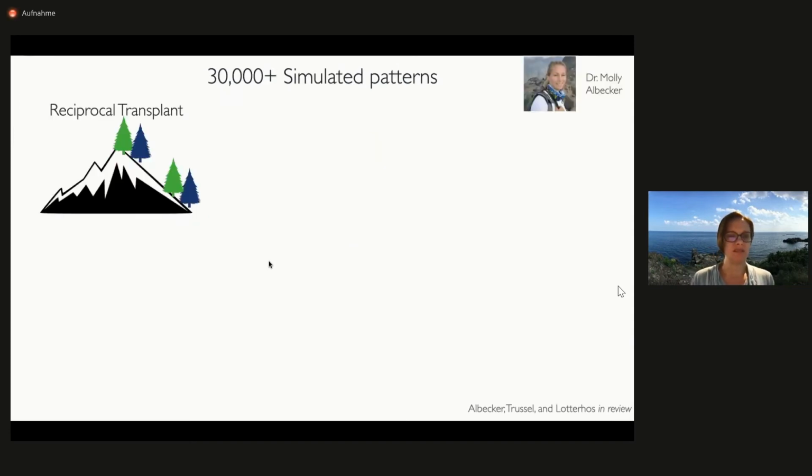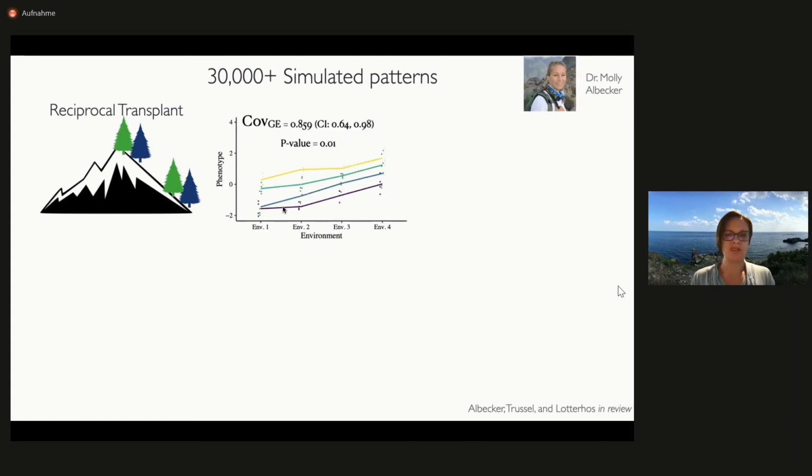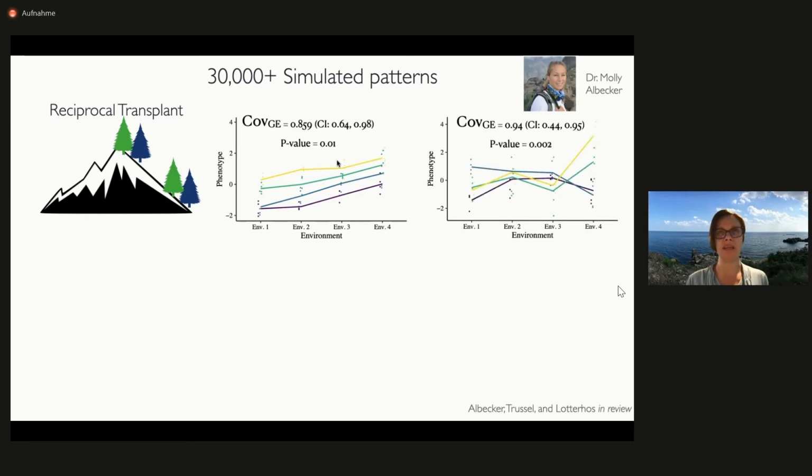So to validate this metric, we created 30,000 plus simulated patterns. We simulated reciprocal transplant experiments. Here's an example of a data set with 4 populations, 4 genotypes in a 4x4 reciprocal transplant experiment. The method gives a COVE-GE estimate, confidence intervals on that estimate, and a p-value. In addition, we added genetic by environment interactions into our simulations, and data sets can have both G by E and COVE-GE in them. This is an example of one of those data sets.